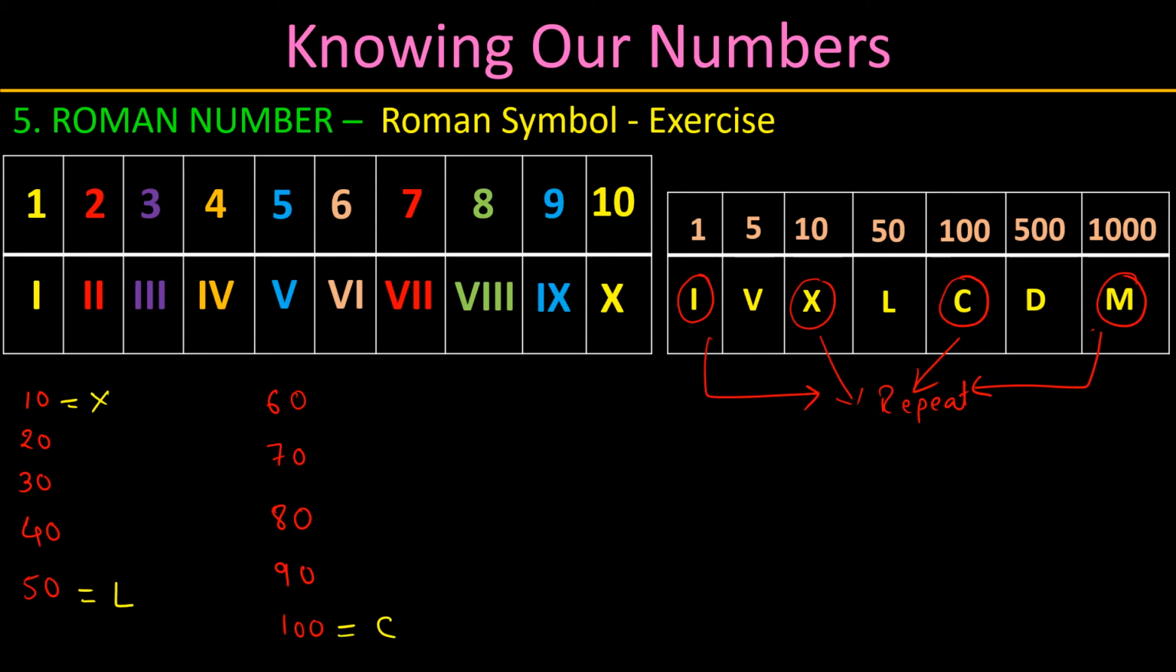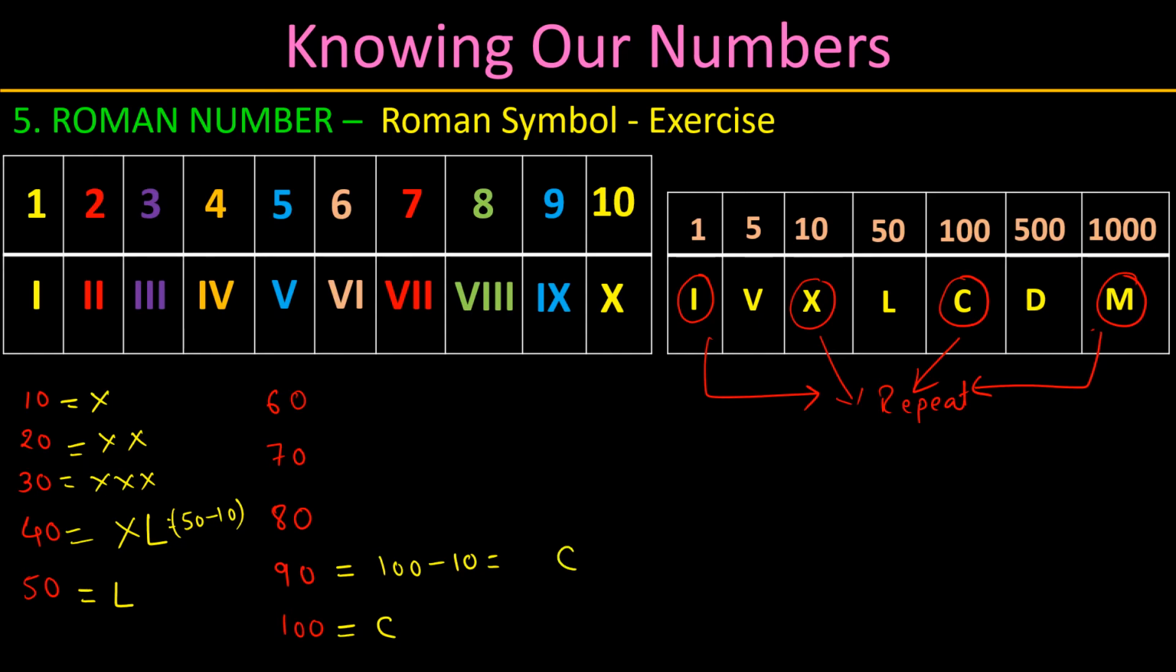We'll start this one. 20 can be repeated. 30 can be repeated 3 times, not 4 times. Use the subtraction method. L 50 minus X equal to 50 minus 10, right? Let us go with this one. 190 can be written as C minus 10.